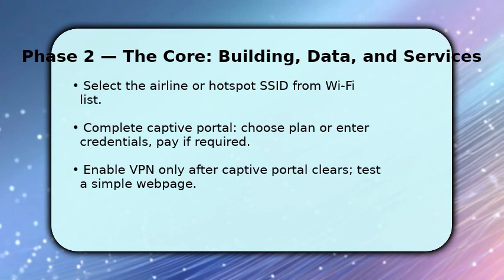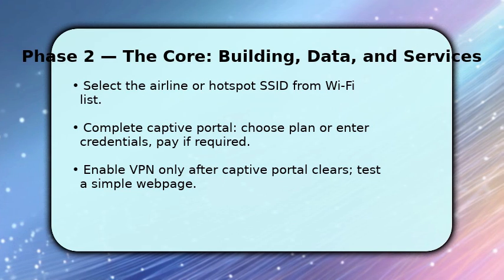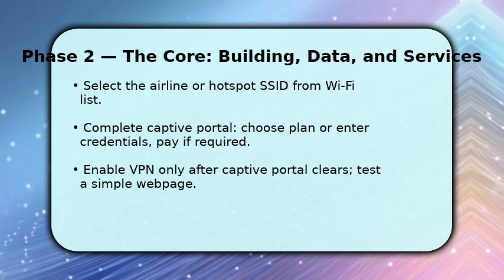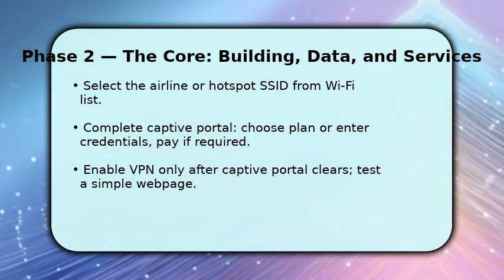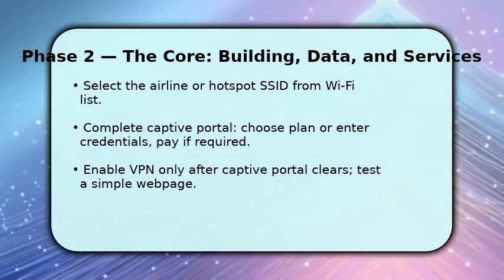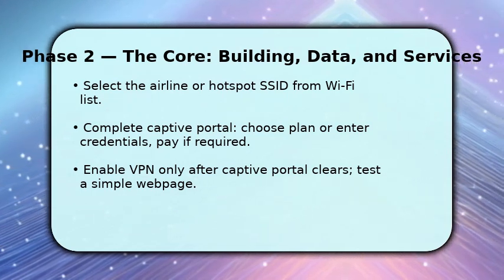Once Wi-Fi is on, open Settings Wi-Fi and pick the airline or hotspot SSID you trust. If a login page doesn't appear, open Safari and load any page to trigger the captive portal. Then follow the prompts to sign in, accept terms, or purchase a pass. You should avoid enabling a VPN until the portal fully authenticates, because some portals block encrypted connections.